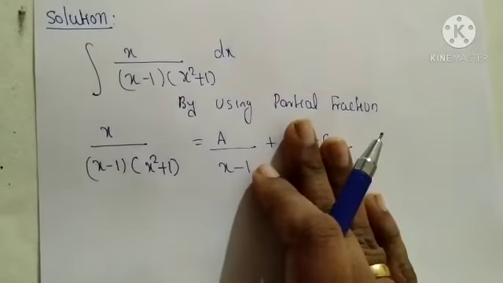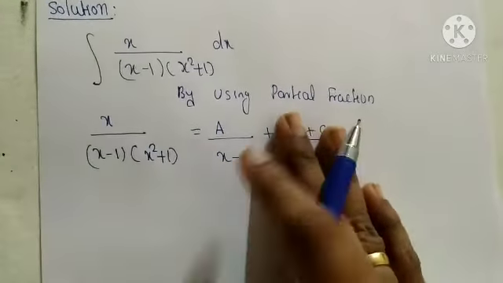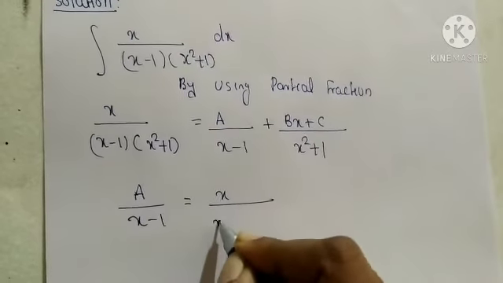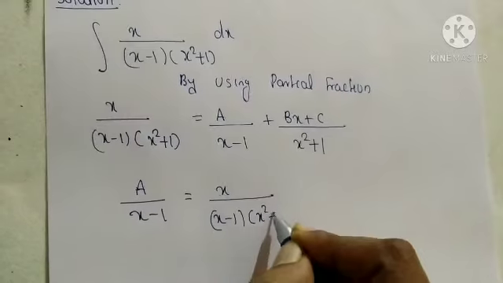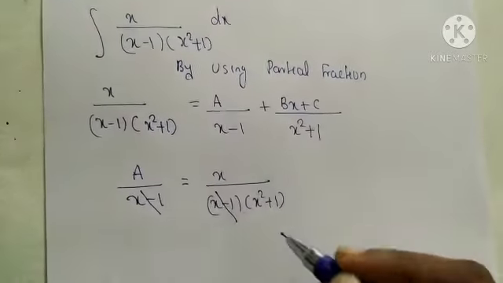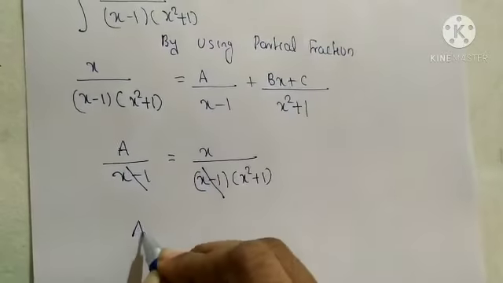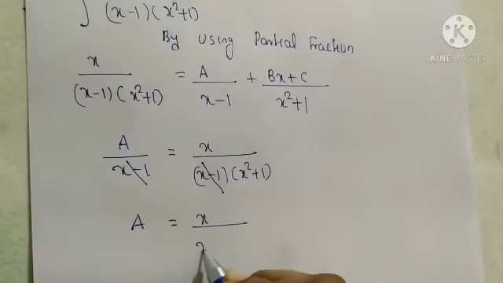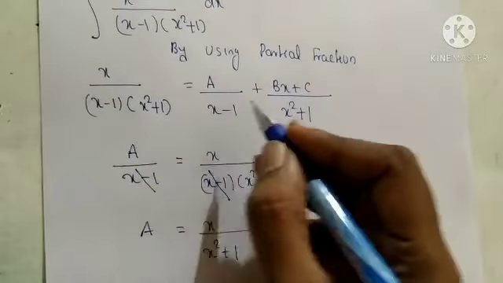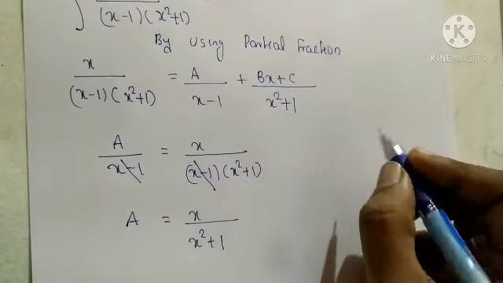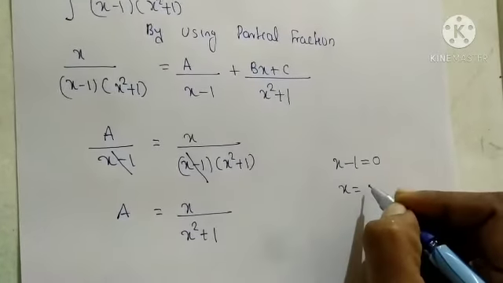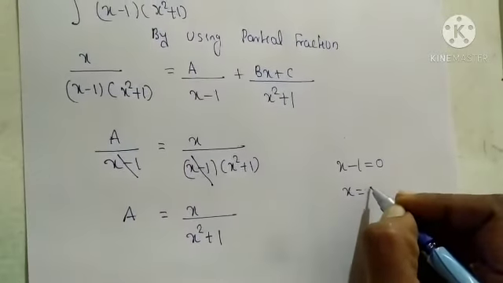So removing this term, I am going to write these two terms as a divided by x minus 1 is equal to x divided by x minus 1 into x square plus 1. So by observing these two terms, the x minus 1 term is common, so they cancel each other, and here we get a equal to x divided by x square plus 1. Next we need to find out the value of x at which the denominator of a becomes 0. So put x minus 1 equal to 0. From this we get x equal to plus 1.